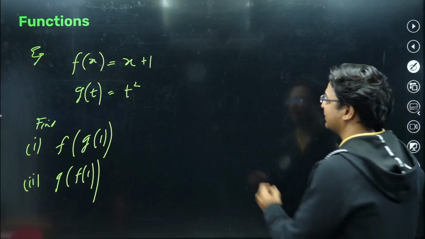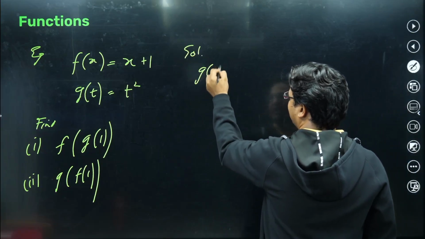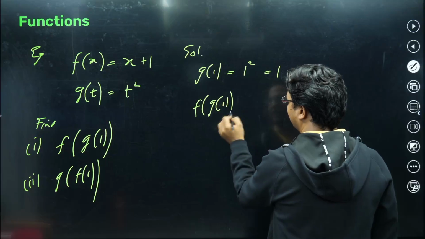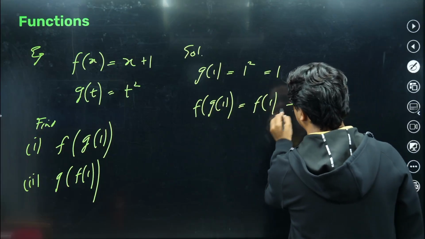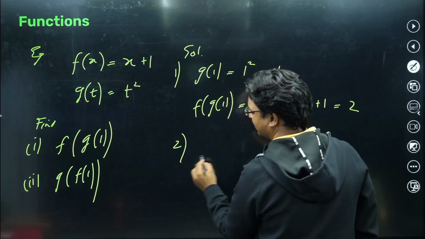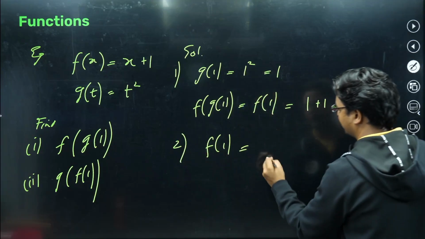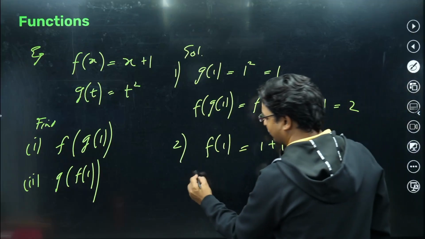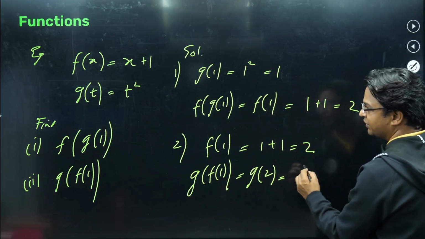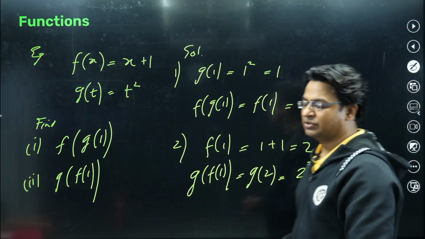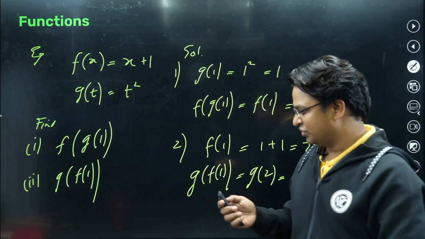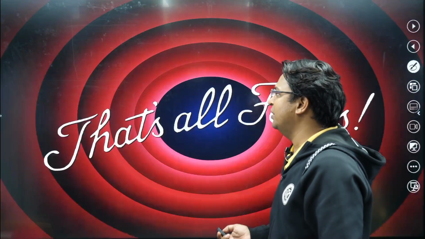Getting it? Let's see what this means. g of 1 is how much? It's 1 square, that is 1. So f of g of 1 would mean f of 1, because g of 1 is 1, and f of 1 is 1 plus 1, that is 2. So that was the first part. Second part, first let's calculate f of 1. f of 1 would be 1 plus 1, that is 2. Now g of f of 1 would mean g of 2, which would mean 2 square, so this is 4. So I hope you get what these functions mean. We'll be requiring them, so you need to understand what is going on here.